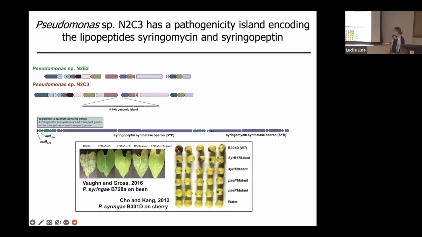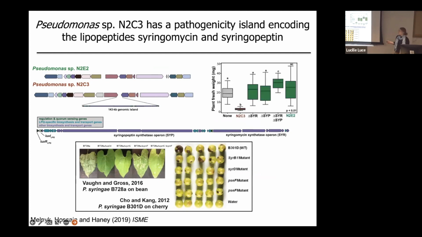And so this is Pseudomonas syringae of bean that causes disease in a syringomycin, syringopeptin dependent manner. This is the wild type strain, and these are mutants that don't make the toxins, and disease goes away. Here's another Pseudomonas syringae on cherry. Again, the syringomycin, syringopeptin mutants no longer cause disease. And so we deleted these in our pathogenic strain, and you can see syringomycin and syringopeptin work synergistically to cause disease on Arabidopsis. If you delete either of them, you lose disease. So that seems to be responsible for disease.